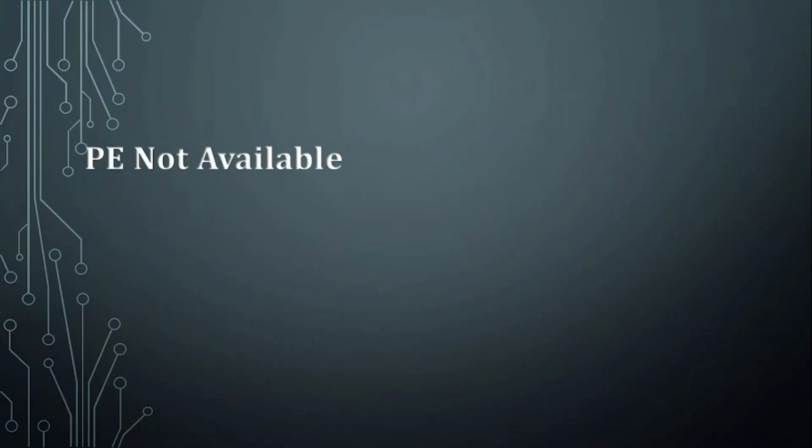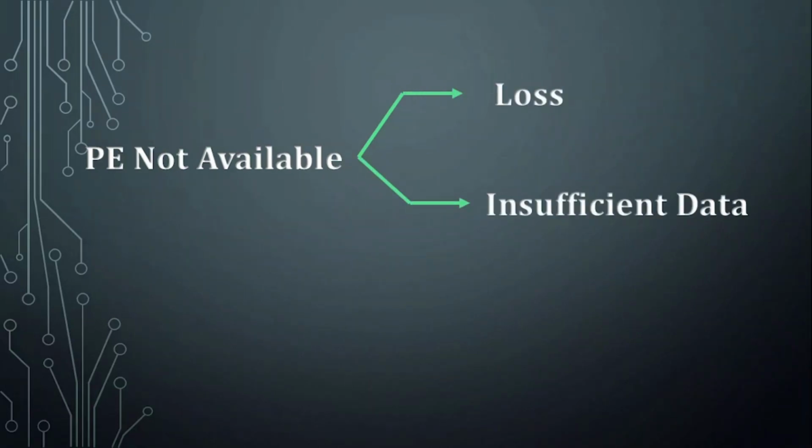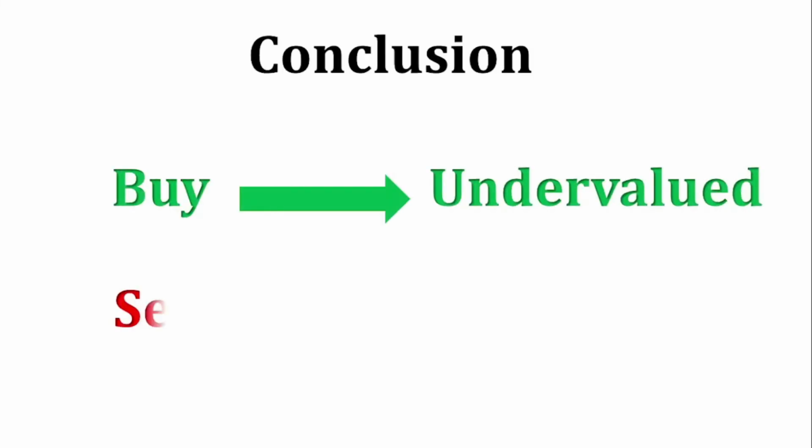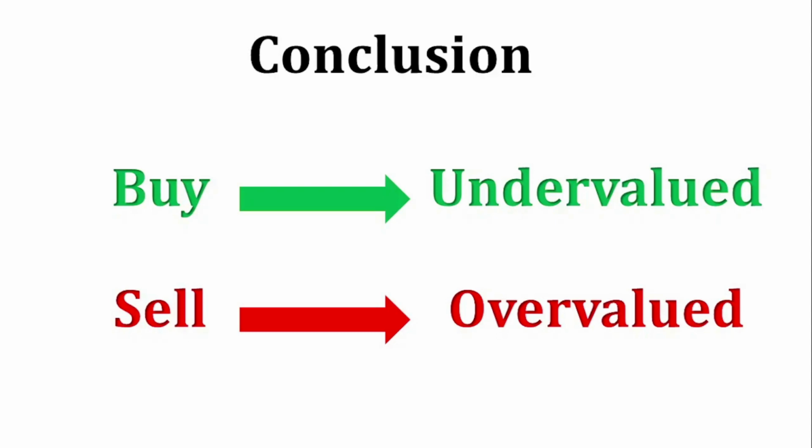Sometimes PE ratios for certain companies might not be available anywhere. There can be 2 reasons behind this. Either the company might be in loss, or the other being the non-availability of sufficient data, which can happen in the case of newly listed companies. So the conclusion is to buy the stocks which are undervalued and sell them when they become overvalued. In future videos we will learn about other parameters as well.